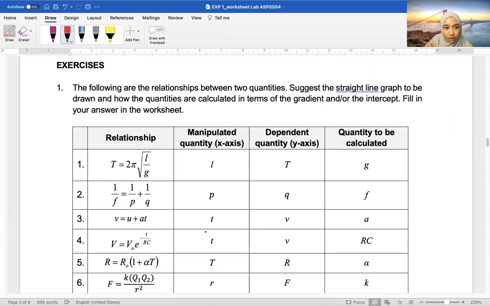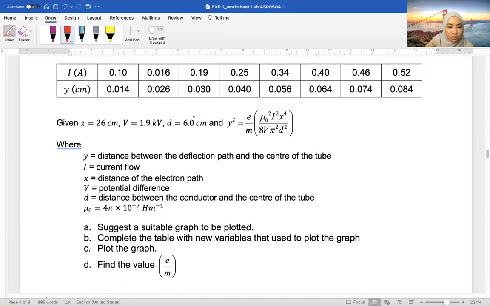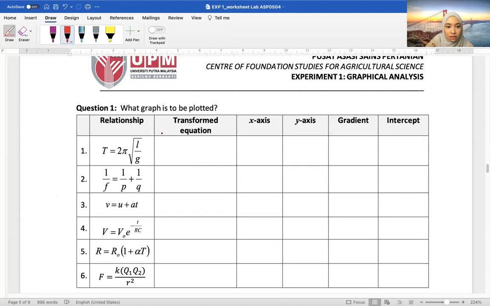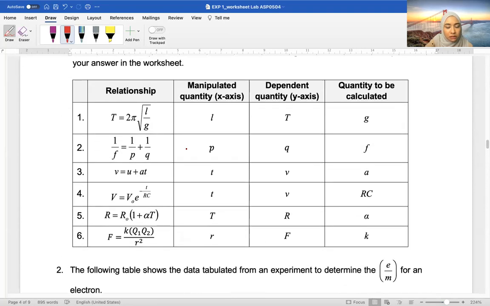Okay. So this is your exercise. The following are the relationship between two quantities. Suggest the straight line graph to be drawn. You suruh suggest and then fill in the answer in the worksheet. So suggest, sekejap. What is the graph to be plotted? Sketch your graph here. Sama ke soalan atas ni? Okay. So dia dah kasih kat sini, manipulated quantity is your x-axis, dependent quantity is your y-axis. This is the quantity to be calculated, which is your gradient, m.